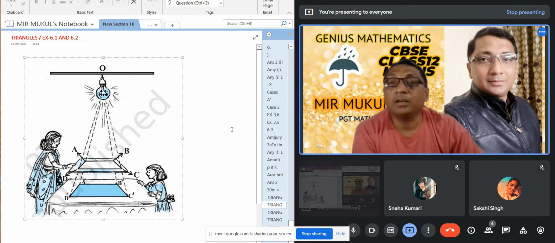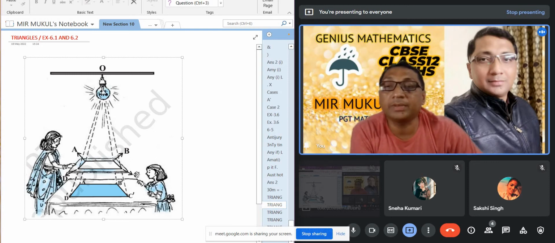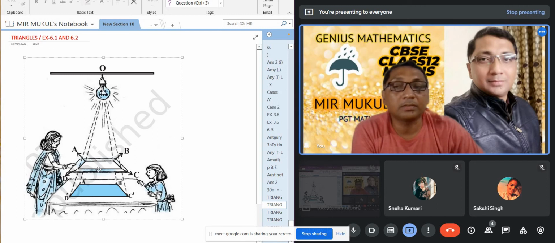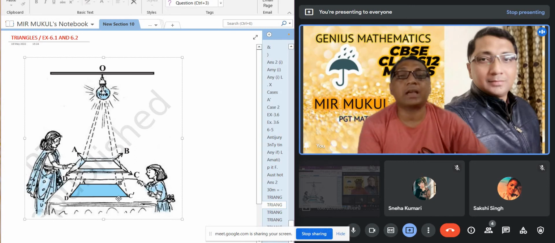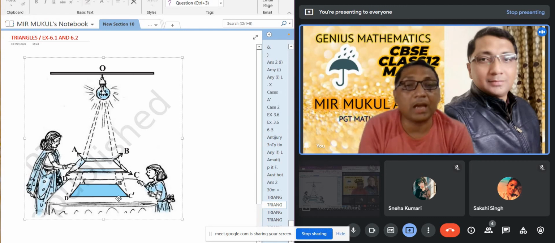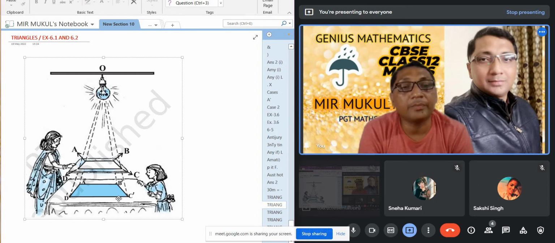Here you can understand through this activity. Here is one bulb, and if you keep one quadrilateral here, then you will get its shadow, and these two figures will be similar figures. They will not be exactly the same in size, but their corresponding angles are equal, and the ratio of their sides will also be equal.